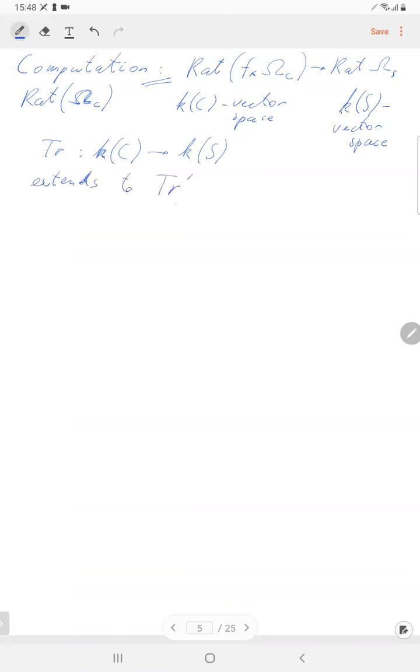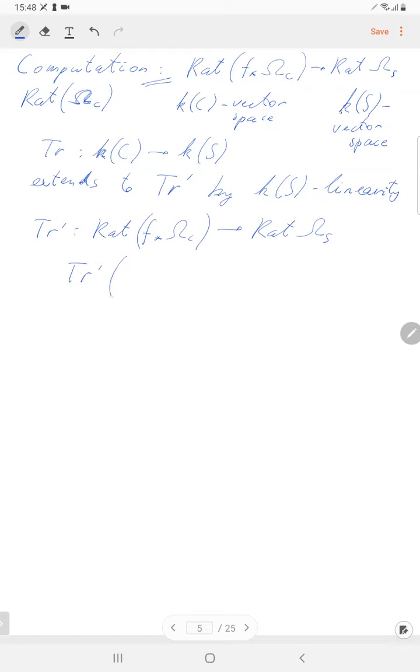Trace prime, by k of s linearity. Namely from rational sections of the push forward to the rational forms on the base. And you take any pullback, df.